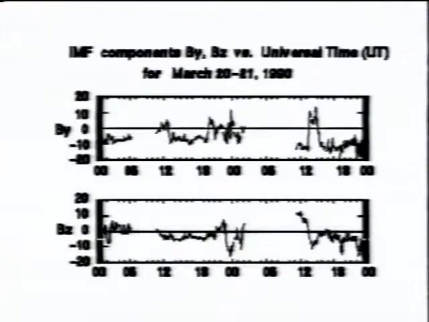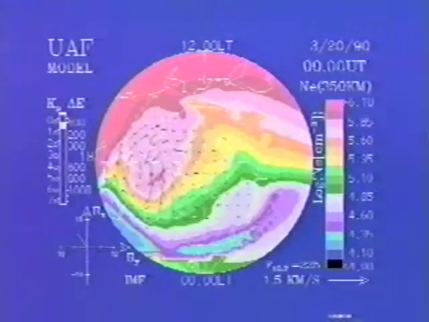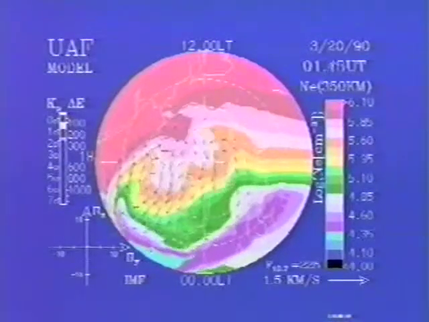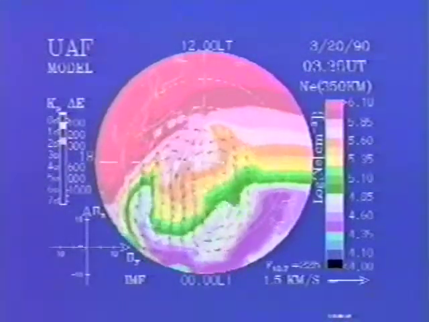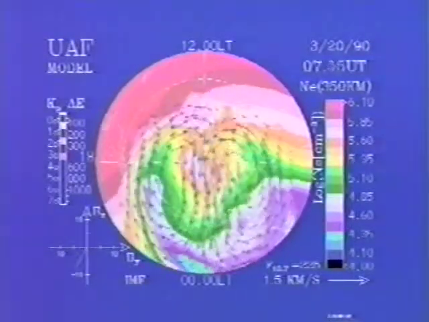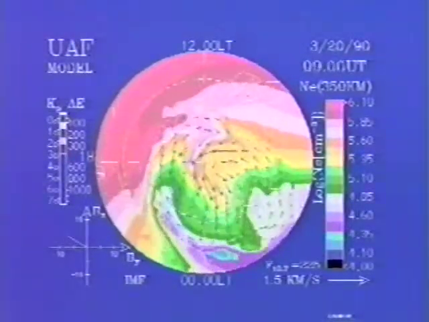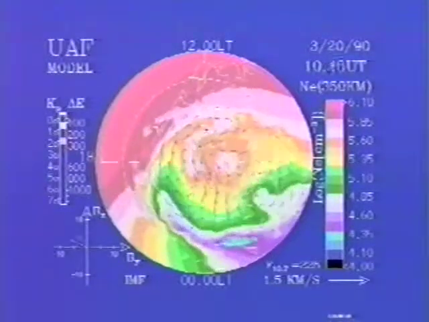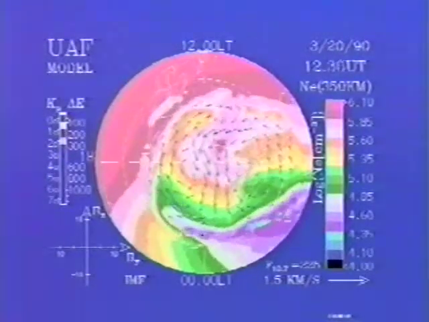This graph shows actual IMF measurements for a powerful magnetic storm which occurred near midnight on March 20th of 1990. It is evident from these data that several reversals of both the Y and Z IMF components took place during the period. The final animation uses the observed variations of the IMF to simulate a 48-hour period. The direction and magnitude of the observed IMF are shown on the axes in the lower left.